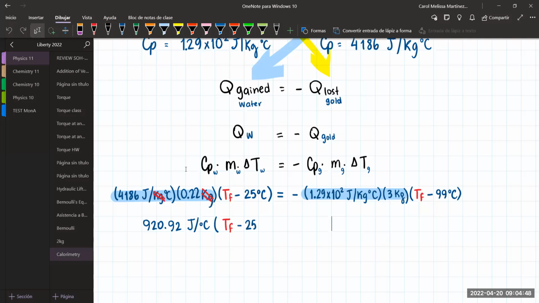Okay, now on the other side, I have 1.29 times 10 to the second power times 3. How much is this? Negative 387. The same way, we're going to cancel out those kilograms with kilograms. Okay? So it's going to give me joules over Celsius in the bottom. And all this is multiplying TF minus 99 degrees Celsius.